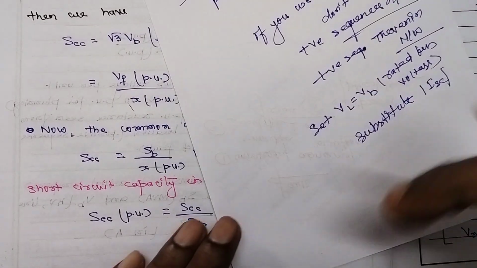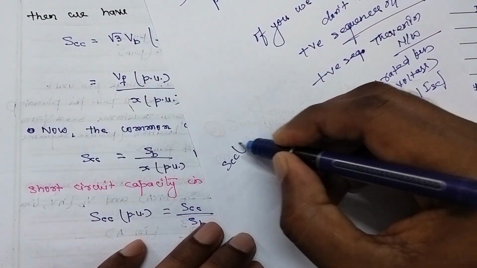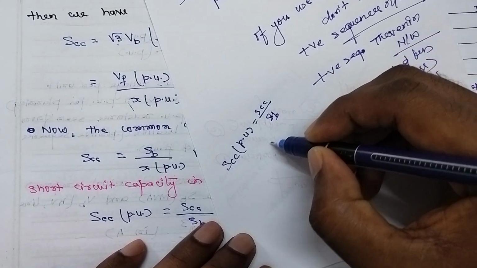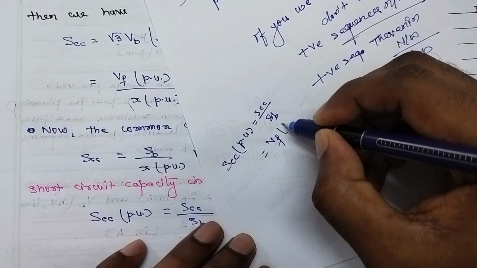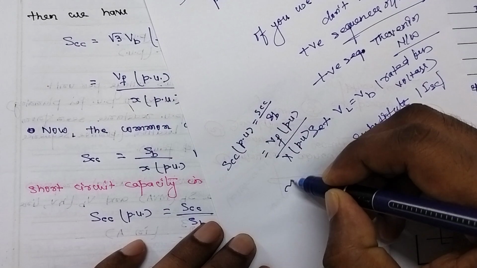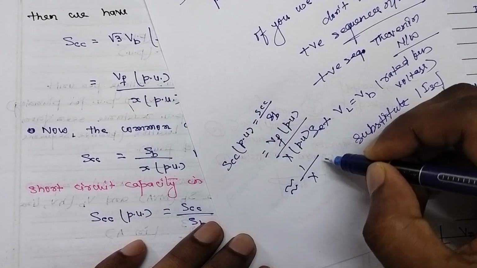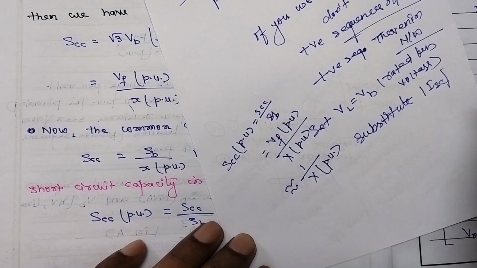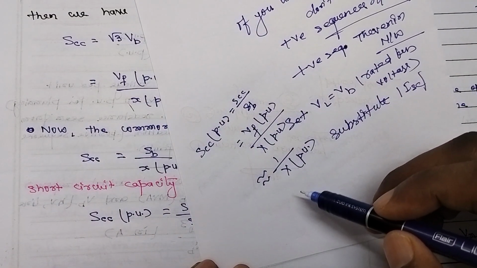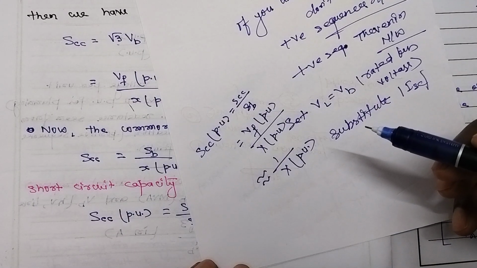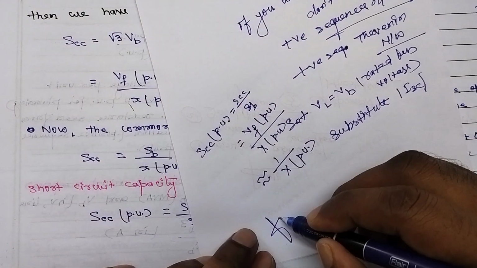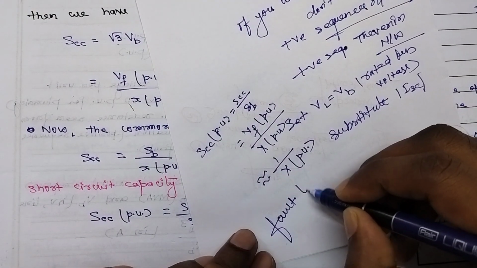So it will be equal to 1 by X per unit. What I have told here, we can write SCC in per unit is equal to SCC by SB, and we can write VF, already we have got this formula, divided by X per unit. So same thing, 1 by X per unit. This is the final formula that we want. So normally by the base MVA you get the clean short circuit in per unit, so fault level is essentially the inverse of the per unit reactance.